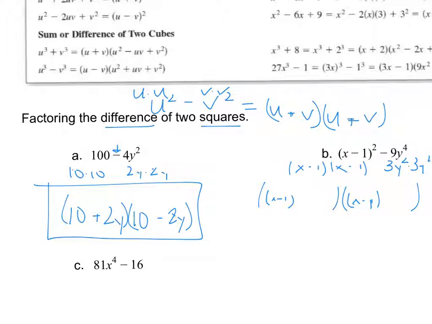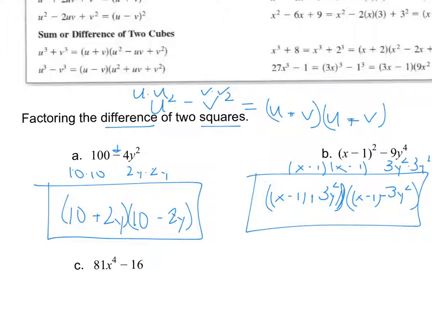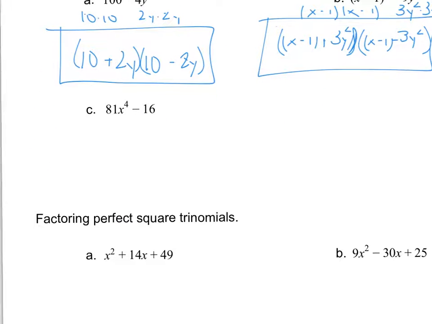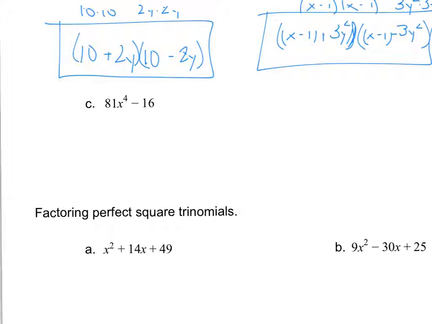Let me rewrite this for you. Two sets of parentheses. We have an x minus 1 in each. We have a 3y squared in each. One gets a plus, one gets a minus.